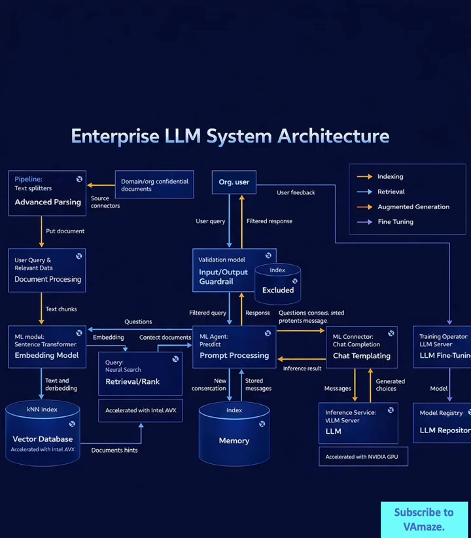Now here's where RAG, or Retrieval Augmented Generation, comes alive. The system performs query neural search against the vector database, retrieves relevant document hints, and feeds them to the ML agent for context-aware processing. You're augmenting the LLM's knowledge with your specific organizational data.